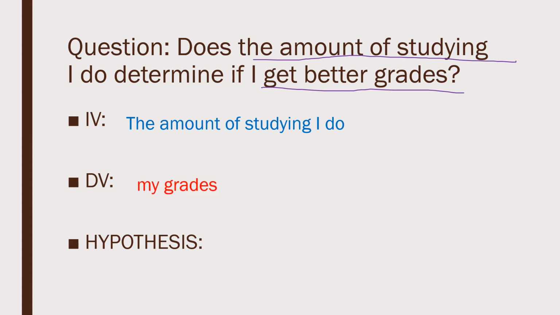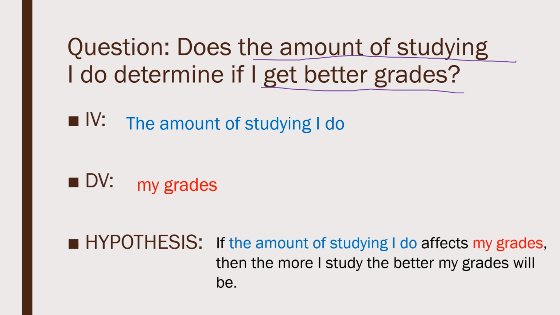So we write that hypothesis like this. If, notice the amount of studying is color-coded, that's our IV. The amount of studying I do affects, that's our connector. My grades, that's our DV. Then the more I study, the better my grades will be. And then I could add that because portion, because the more I look at the content, the more I learn.